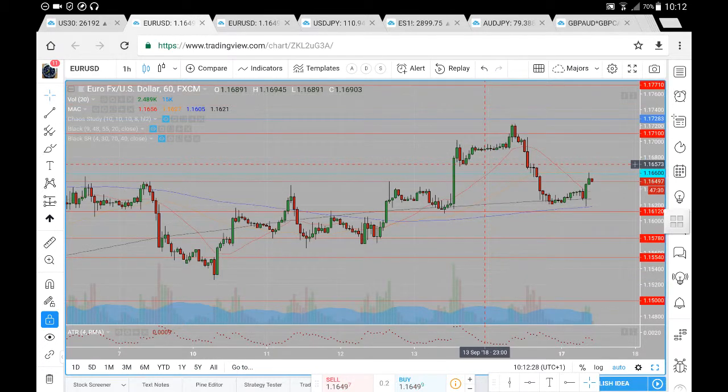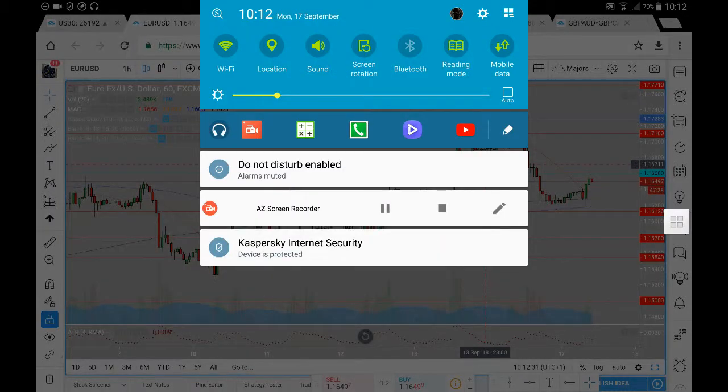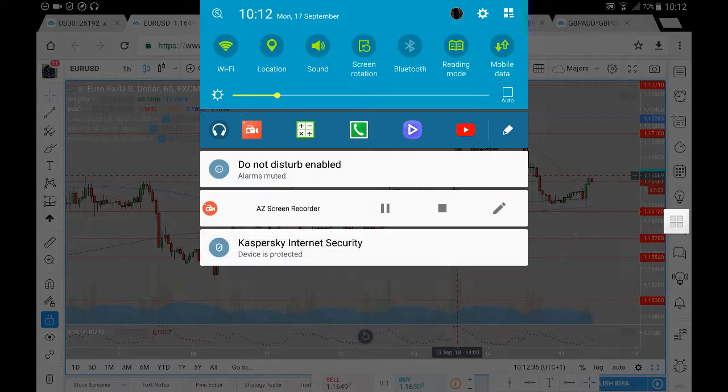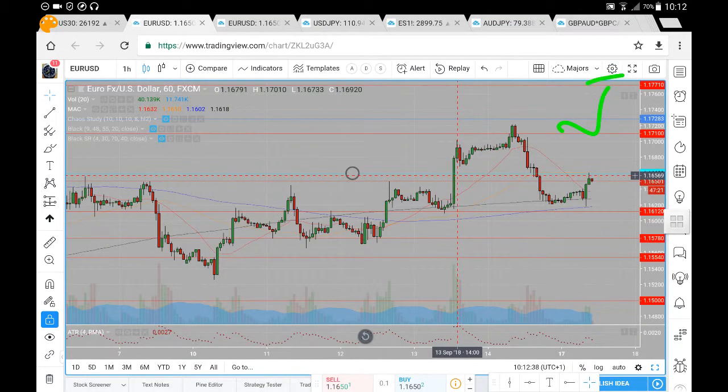If we see the volatility taking us beyond the 1728, then we are looking for prices to head up towards that 1771 here on the euro dollar.